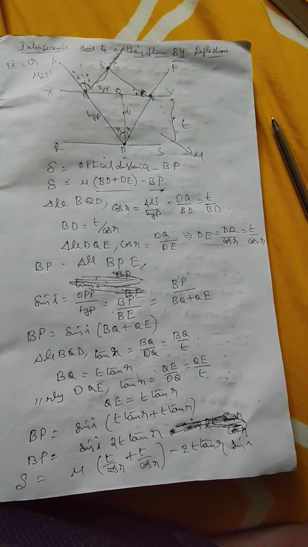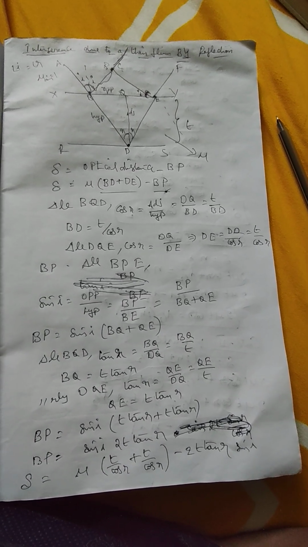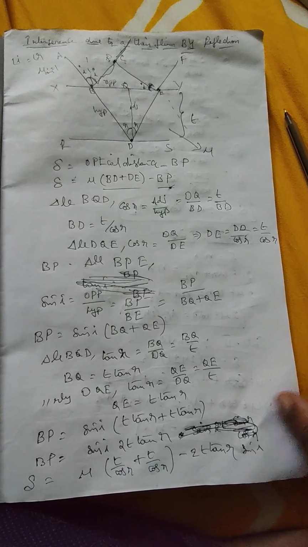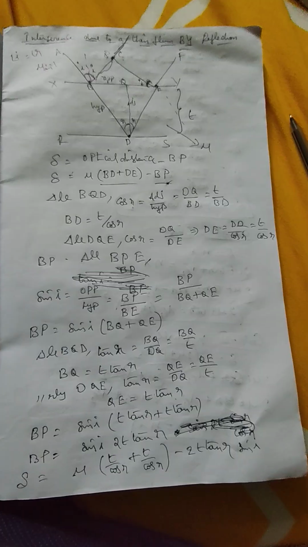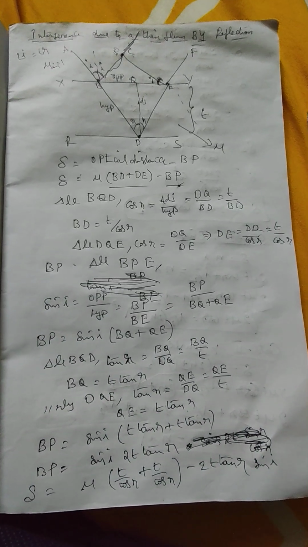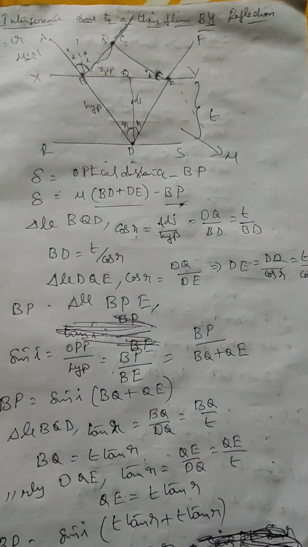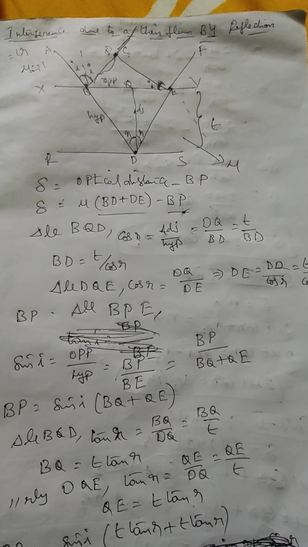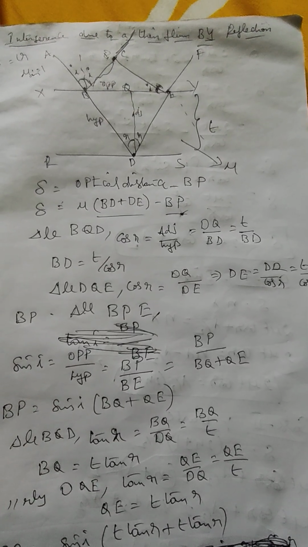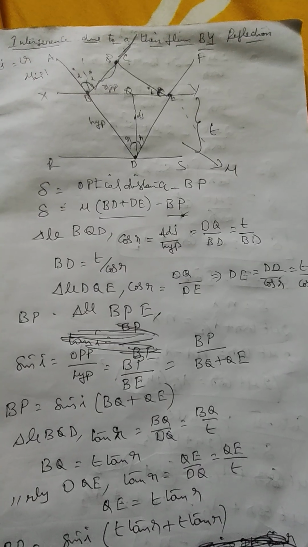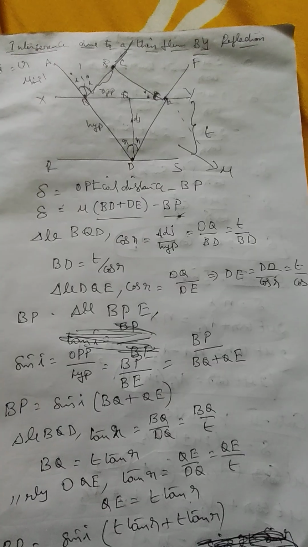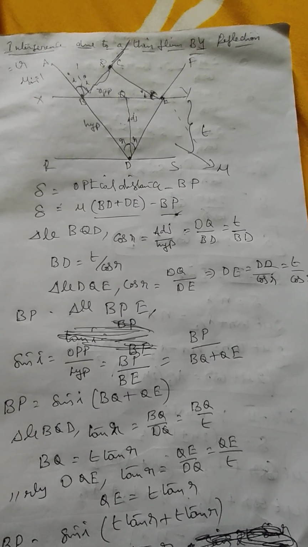In wave optics, we have the topic interference due to thin films by reflected system. To explain the interference phenomena using thin films, here we can choose a rectangular glass plate. Its thickness is t, refractive index is mu. It has two surfaces. The upper surface is named XY and the lower surface is RS.